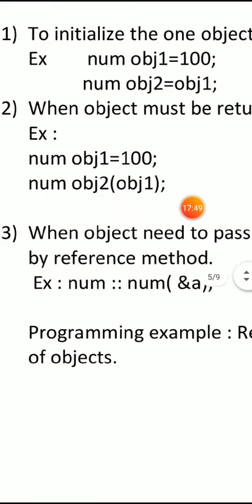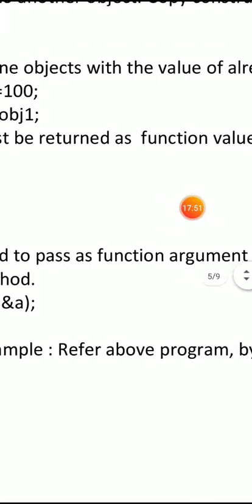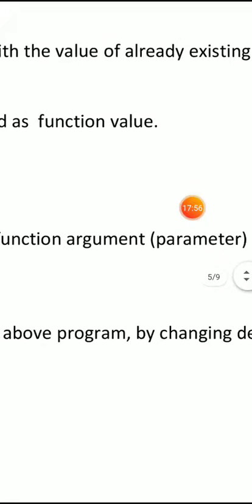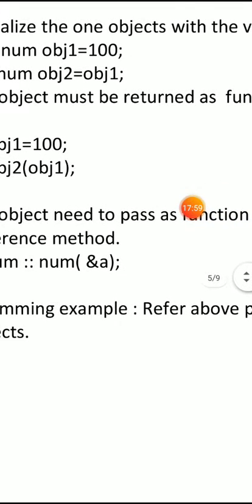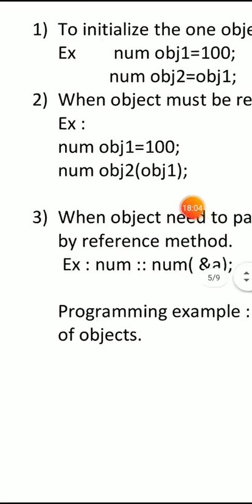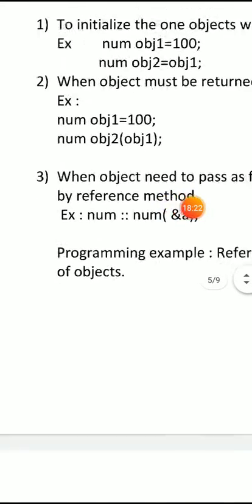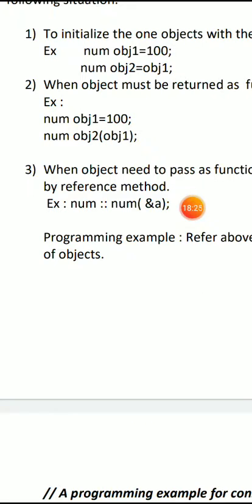Next, the third situation is when an object needs to be passed as a function argument or parameter. I told you about the parameter passing mechanism. There are two methods of passing a parameter. One is called pass by value, another is called pass by reference. So whenever you want to pass an object as an argument, or a reference to the object as a parameter, from the called function to the calling function, or from the called constructor to the calling constructor, you can make use of a copy constructor. I hope this concept is also clear.